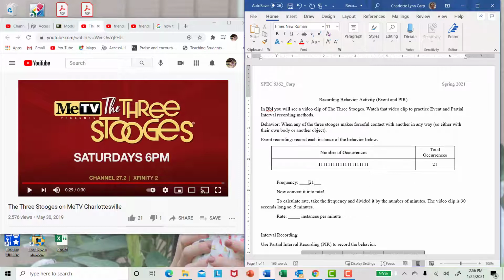Now, as we talked about in the lecture, if you're observing for the same amount of time each time, you can use frequency. If your observation periods differ in the amount of time you're observing, then you want to convert your frequency into rate. So for the sake of learning how to convert frequency into rate, we are going to try that.